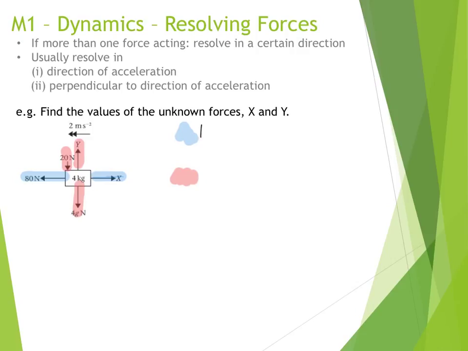So I'm using my R to say I'm resolving, and I'm starting off by resolving in the direction of acceleration, so I'm going to the left. So I'm resolving in that left direction, and a line, and let's have a look at the forces. So in that direction I've got 80, and then in the opposite direction I've got x. So that's got to be minus the x value. And now we're thinking about F equals ma.